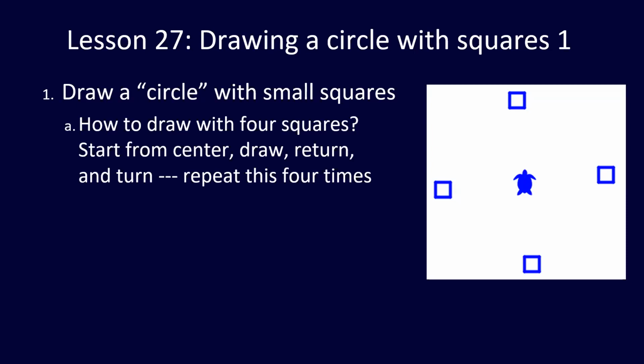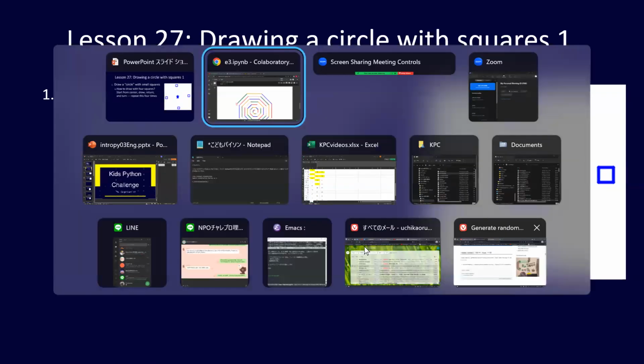How to draw a kind of circle with 4 squares. Start from the center, draw a square, return to the center, and turn. This is maybe a good way because it's kind of difficult to go from here to here. So we start from here, go this way, draw a square, go back, turn left, do the same thing and repeat it. Okay, let's try that.